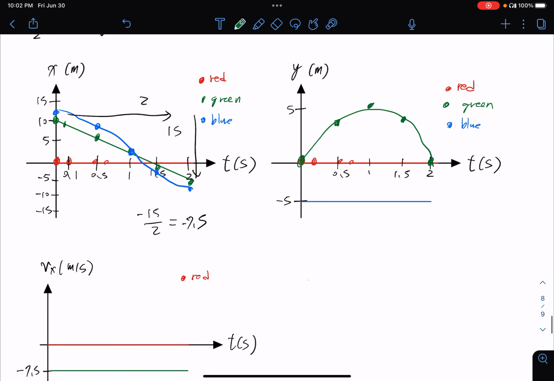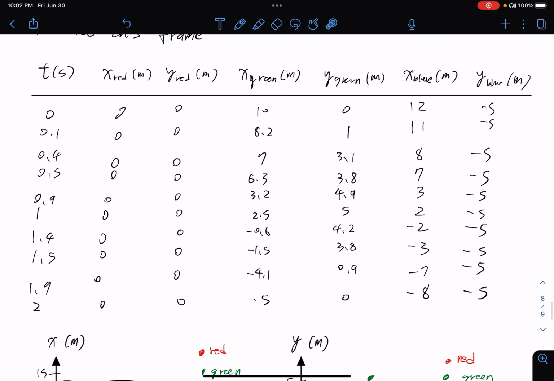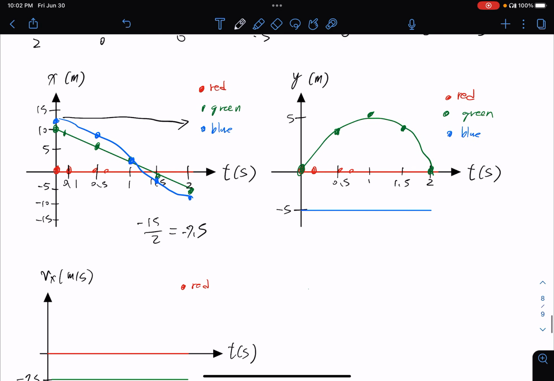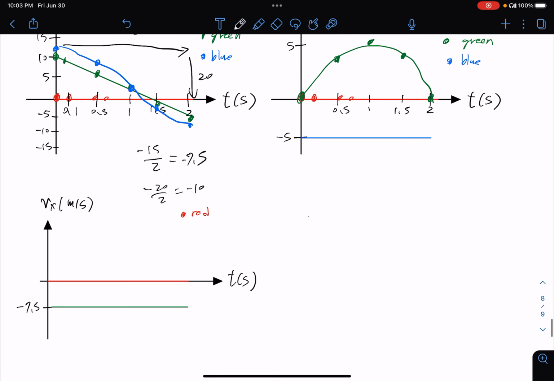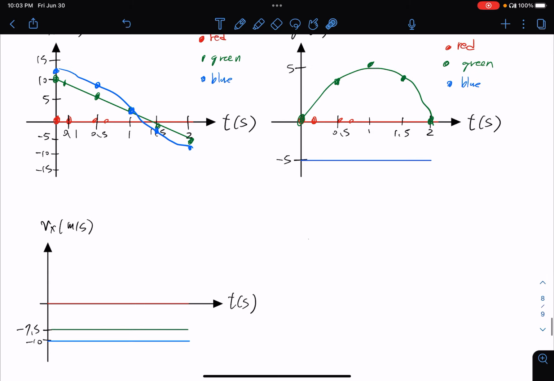Now, for the blue one, I'll also assume it's a constant x velocity. It is 2, and it goes from 12 to -8, so it's 20 of change. So the slope will be -10 meters per second. Let's go down here. So this is for the blue dot. Let me erase this. So now I finished all the VXT graphs for all the dots in the red dot frame.